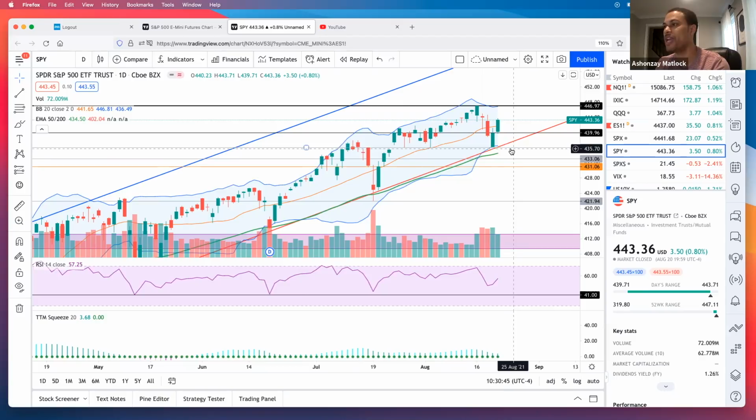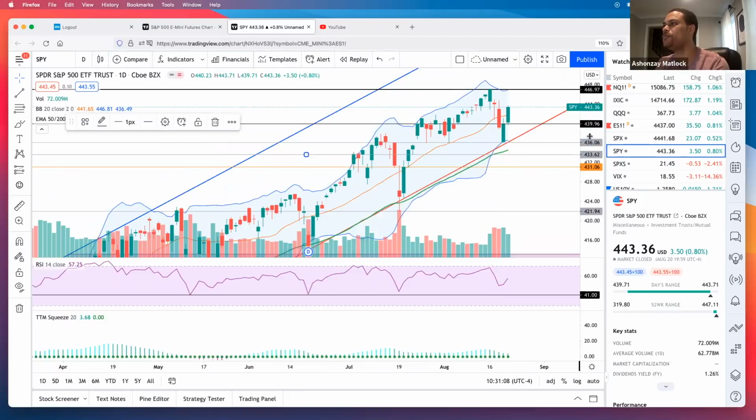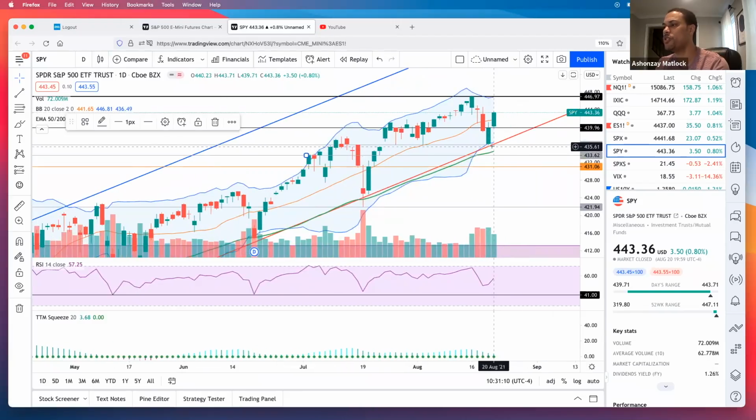And again, if that does not hold, then you can see we're more than likely coming down to test around, let me just adjust that to where that little doji is right here. So first level support we want to look for will be about 433, and then possibly looking to close this gap right here. So looking at 431.06 to the downside.